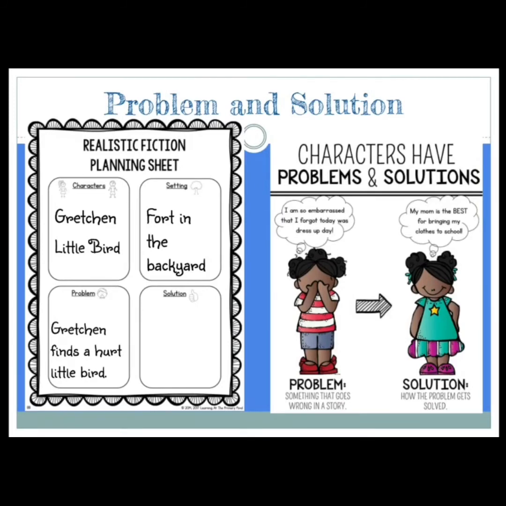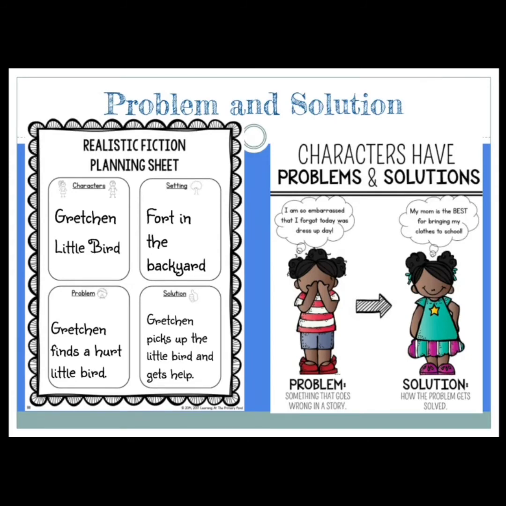I know. Here's a solution. Gretchen picks up the little bird and gets help. Now, I'm going to add a lot more detail when I actually write my story, but for now, I have it all planned out. I know who my characters are. I know where the story is taking place. I know what the problem is, and I know what the solution is.